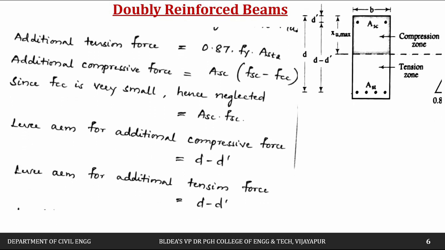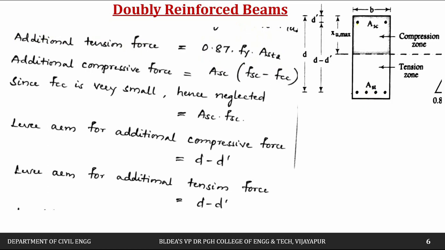Now, as we have provided additional tensile reinforcement, what is the tension force due to that tensile reinforcement? How do you calculate? Force is nothing but area into stress. So the area of steel we take as AST2 multiplied by the yield stress, that is FY. We apply a factor of safety, dividing by 1.15 as it is steel, so you will get 0.87 FY. This is due to the additional tensile reinforcement.